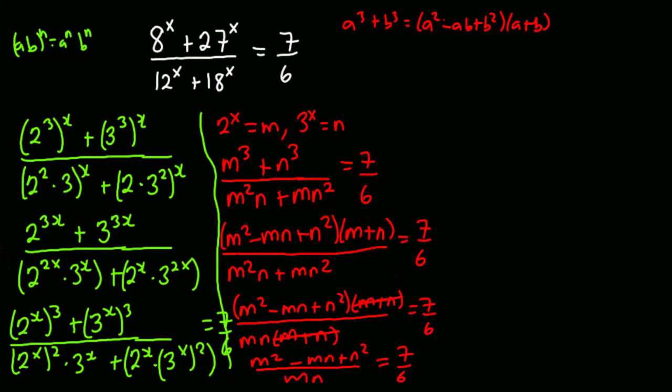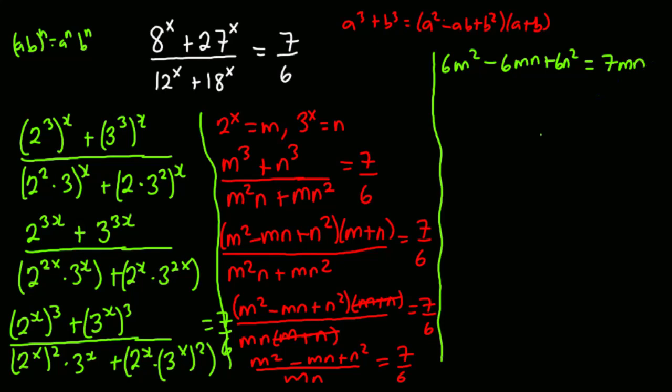It's equal to 7 on 6. And so what we can say is that we can cross multiply. So if we cross multiply, we are going to get 6m squared minus 6mn plus 6n squared is equal to 7mn.